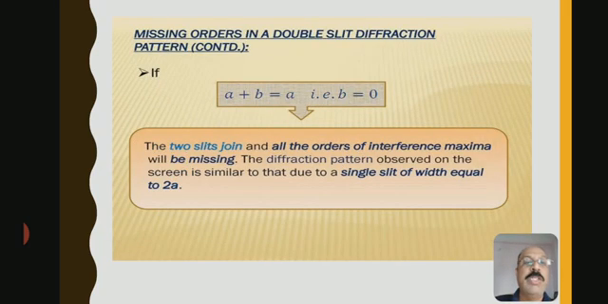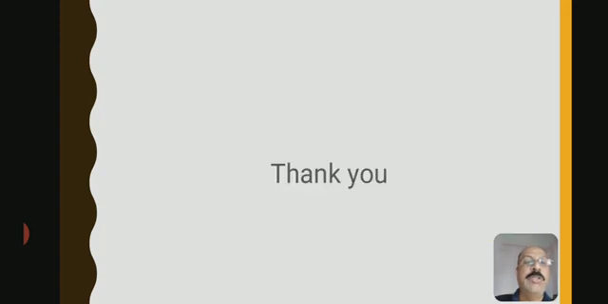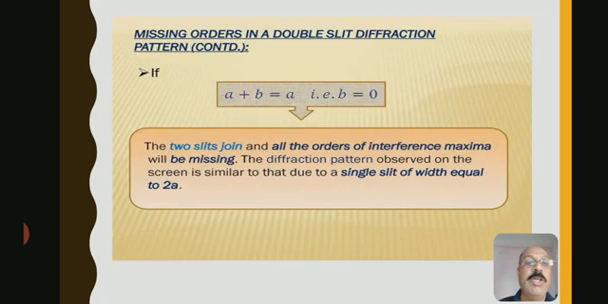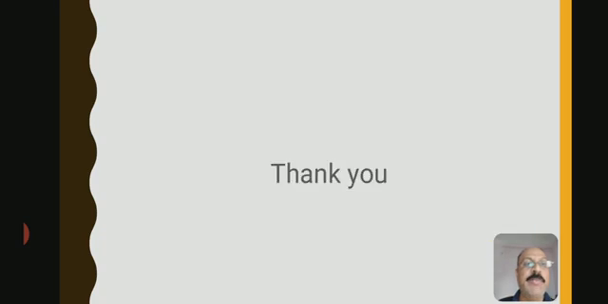Okay. So a plus b is equal to a, that is b is equal to 0. So then what happens? The two slits join and all the orders of interference maxima will be missing. The diffraction pattern observed on the screen is similar to that due to a single slit of width equal to 2a. Thank you.